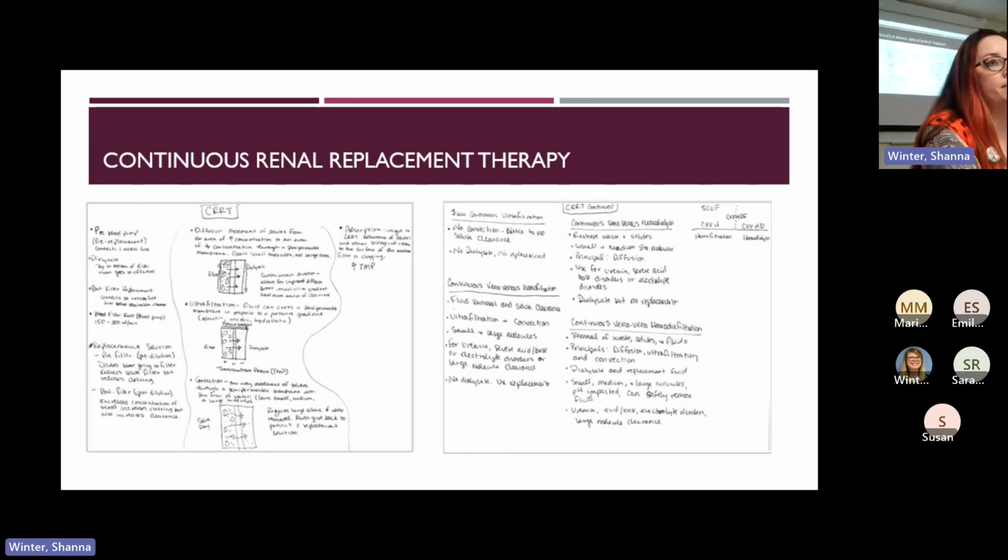CRRT is going to be implemented on a lot of our shock patients. There are some articles that actually demonstrate there's no hemodynamic difference between CRRT and hemodialysis if hemodialysis is done with what's called SLED. So it's a very slow hemodialysis over 6 to 8, sometimes even 12 hours.